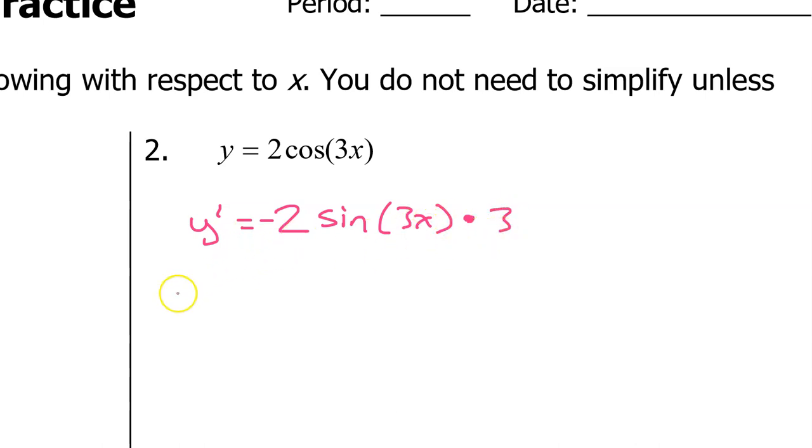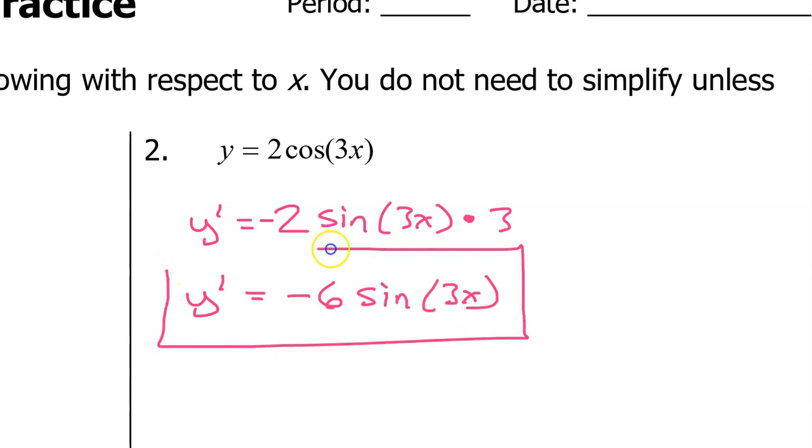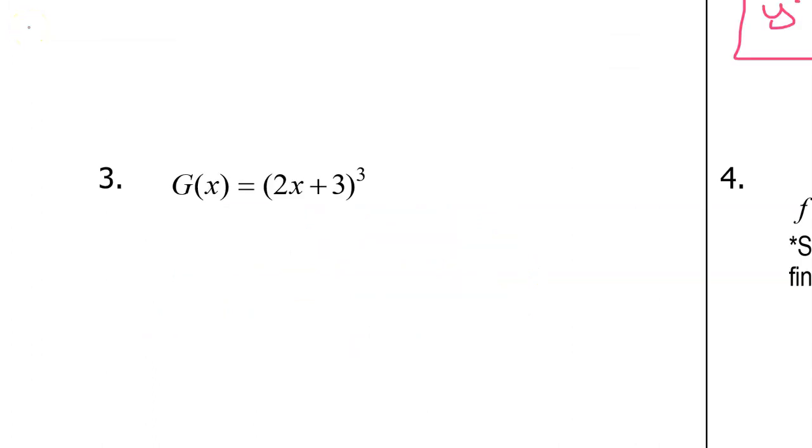So we could leave the answer like this, but I'm going to go ahead and put y prime is equal to negative 6 sine 3x. So that's the answer to number 2. Number 3, here comes the chain rule again. G prime will equal, first we take the derivative of the outer function.